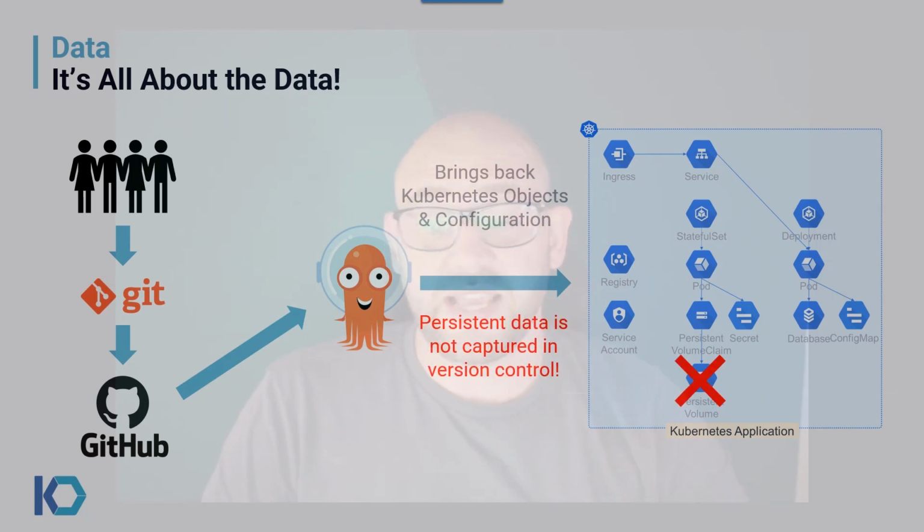But the persistent data is not captured in any version control or any code repository, which means we potentially have a problem. If that data is important, which I imagine it very much is, regardless of what that is, that could be login information, that could be databases, that could be anything. But this is where it's all about the data.